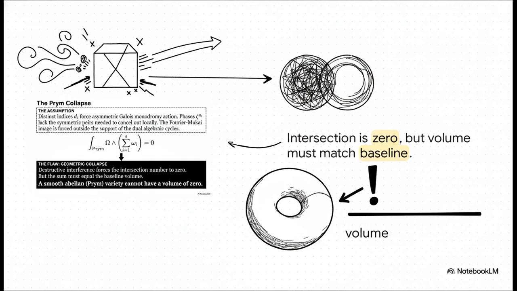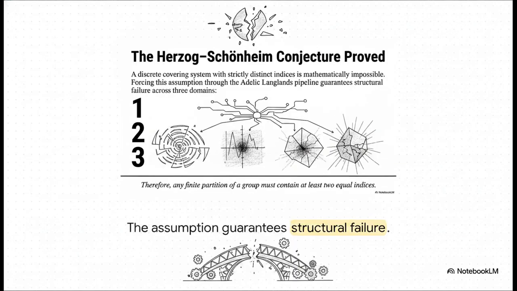Notice right here how this destructive interference forces the intersection integral to just equal 0. But we know the sum has to match the baseline, right? And a smooth abelian Prym variety simply cannot have a volume of 0. It's impossible. So, summarizing this incredible mathematical stress test, we've seen that forcing that rogue assumption through the pipeline guaranteed structural failure across 3 entirely different domains. We had a spectral conflict, a massive analytic crash, and finally a geometric collapse. Ultimately, the Herzog-Schönheim conjecture definitely holds up, because strictly distinct indices just simply cannot exist mathematically.